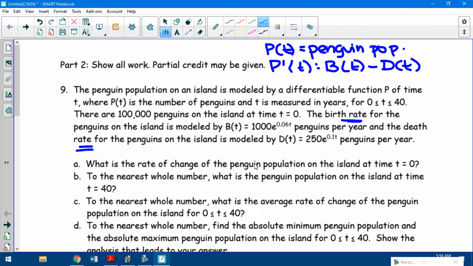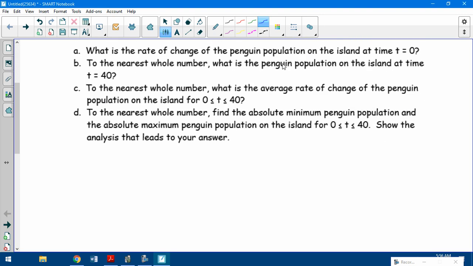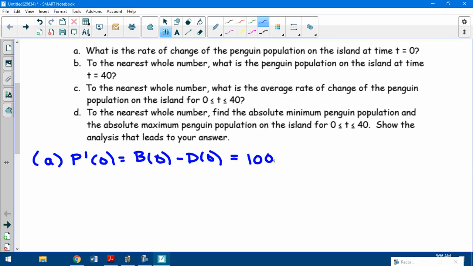So part A, what is the rate of change of the penguin population at time t equals 0? We're looking at rate of change of the population. We're looking for P prime. So P prime of 0 is B of 0 minus D of 0. And the birth rate is just 1,000 e to the 0 minus the death rate, which is 250 e to the 0. So 1,000 minus 250 is going to get you 750.